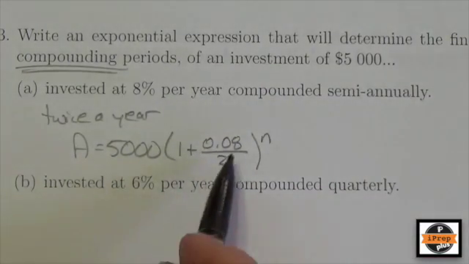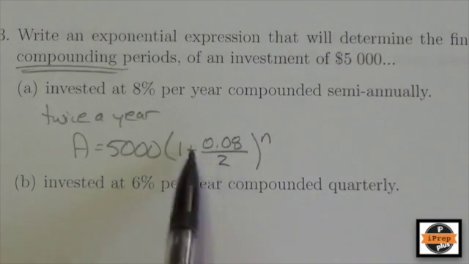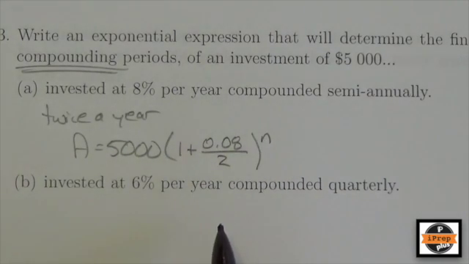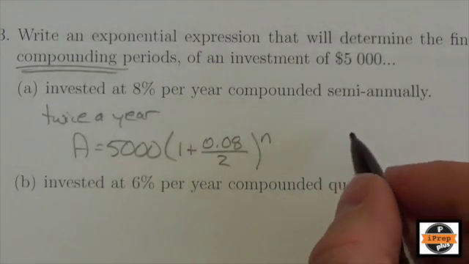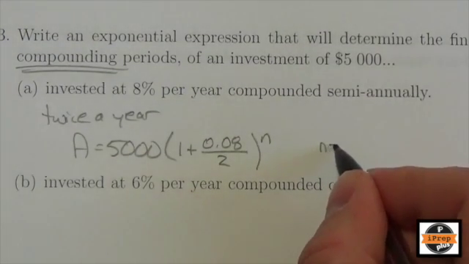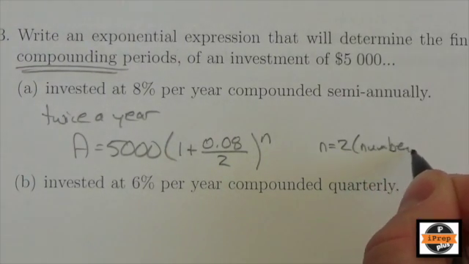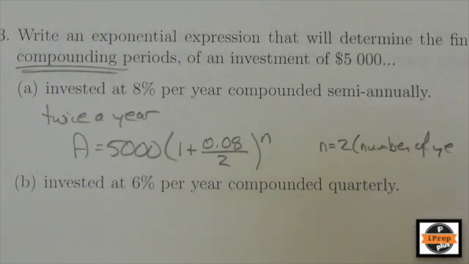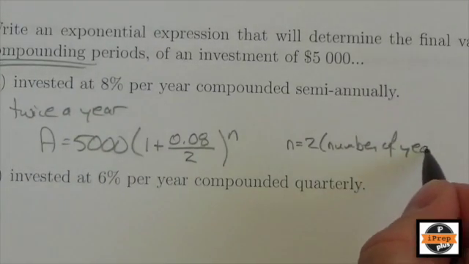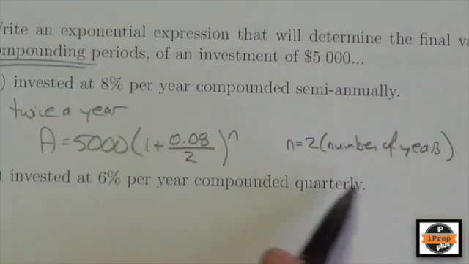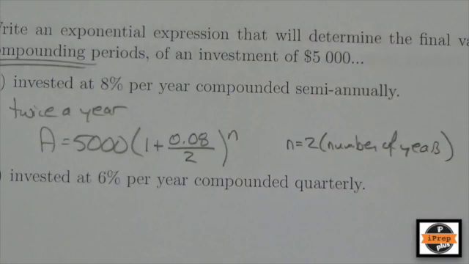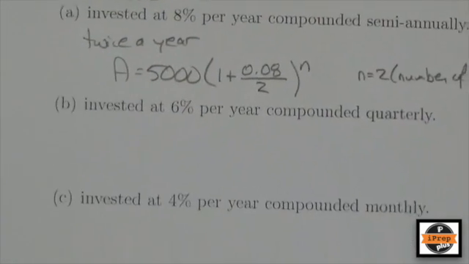So what we need here is this interest rate to match this number of compounding periods. If you want to think of it like this, N is going to equal 2 times the number of years, because if you have it in there for 4 years, that's going to be 8 compounding periods. Okay, let's try to look at this.